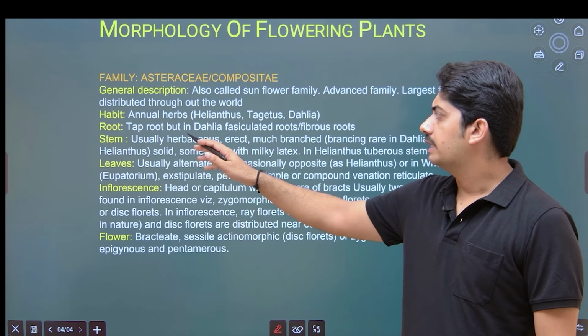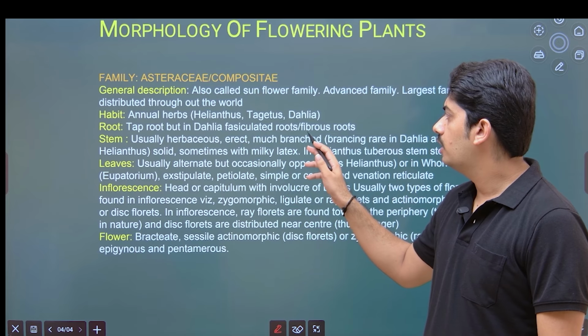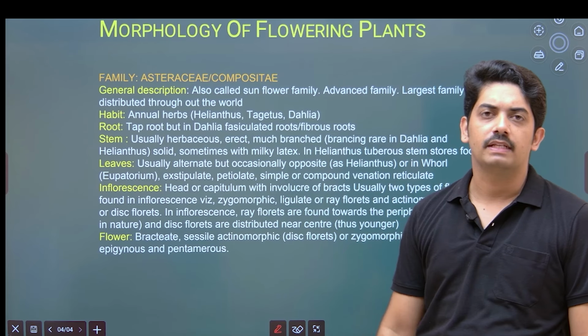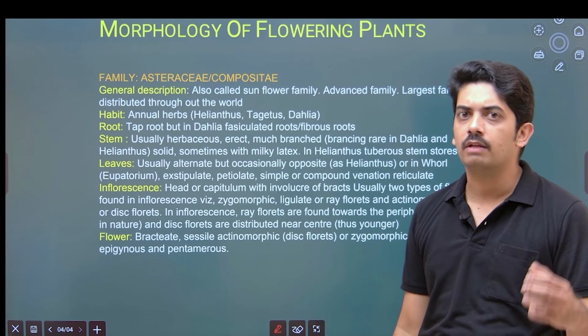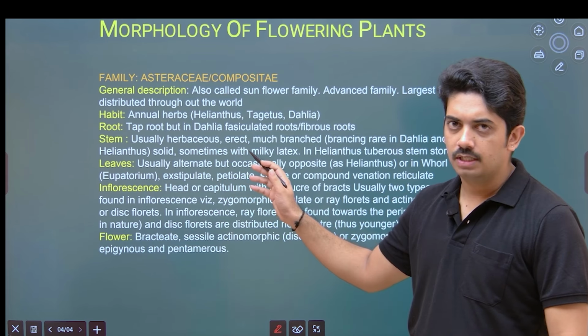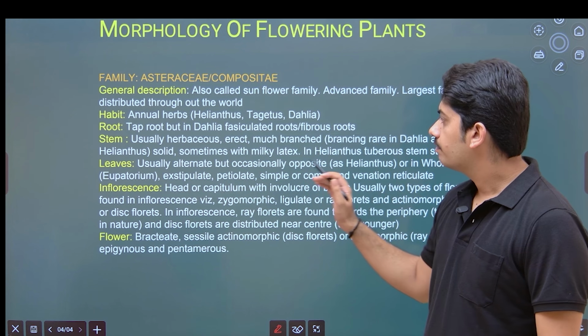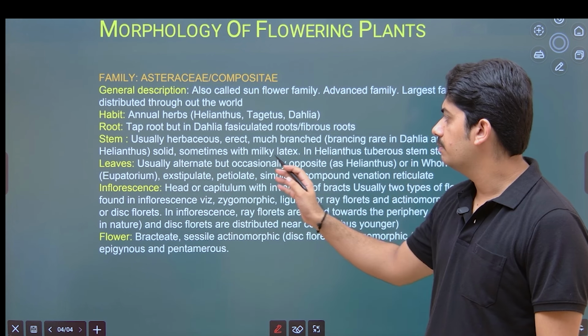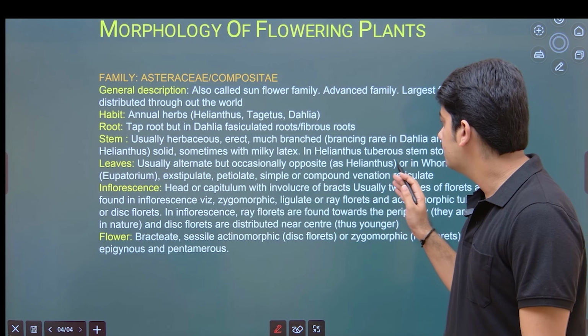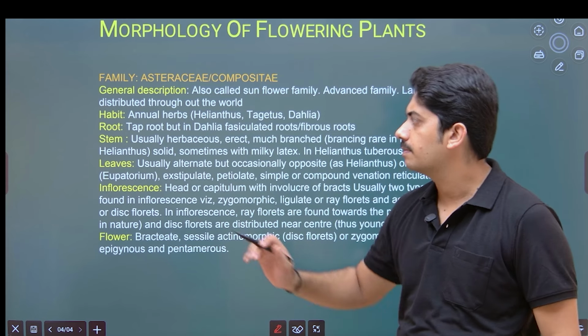Roots, taproot system. But in Dahlia, fasciculated roots, fibrous roots, are present. Fasciculated roots means again it is modified for storage of food. Stem usually herbaceous, weak stemmed, erect, much branched, solid, sometimes with milky latex. In Helianthus, tuberous stem stores the food. So these are some of the exceptions.